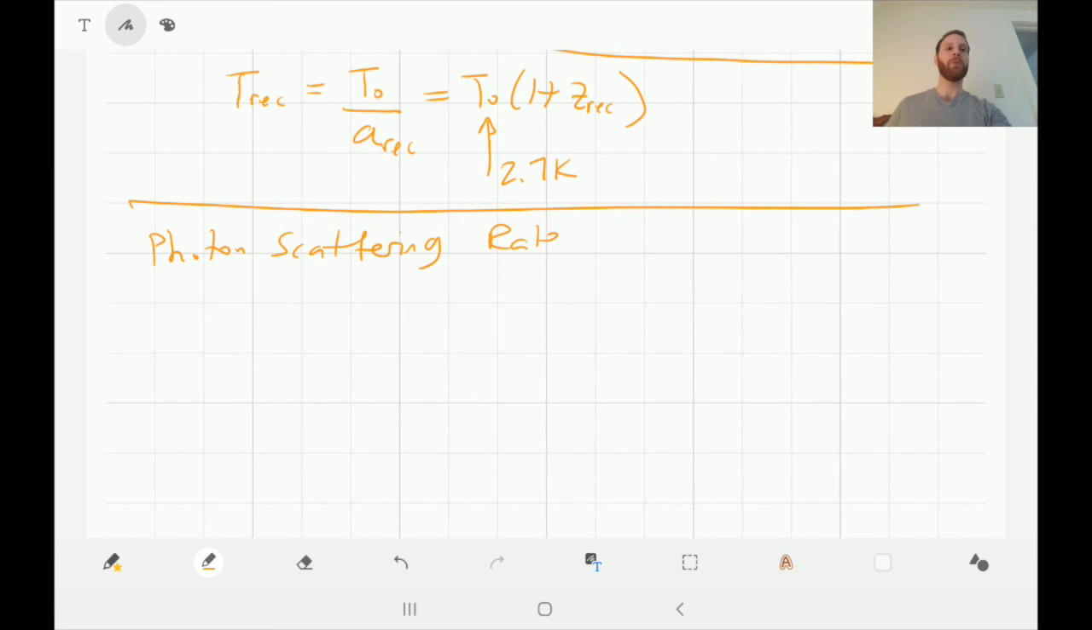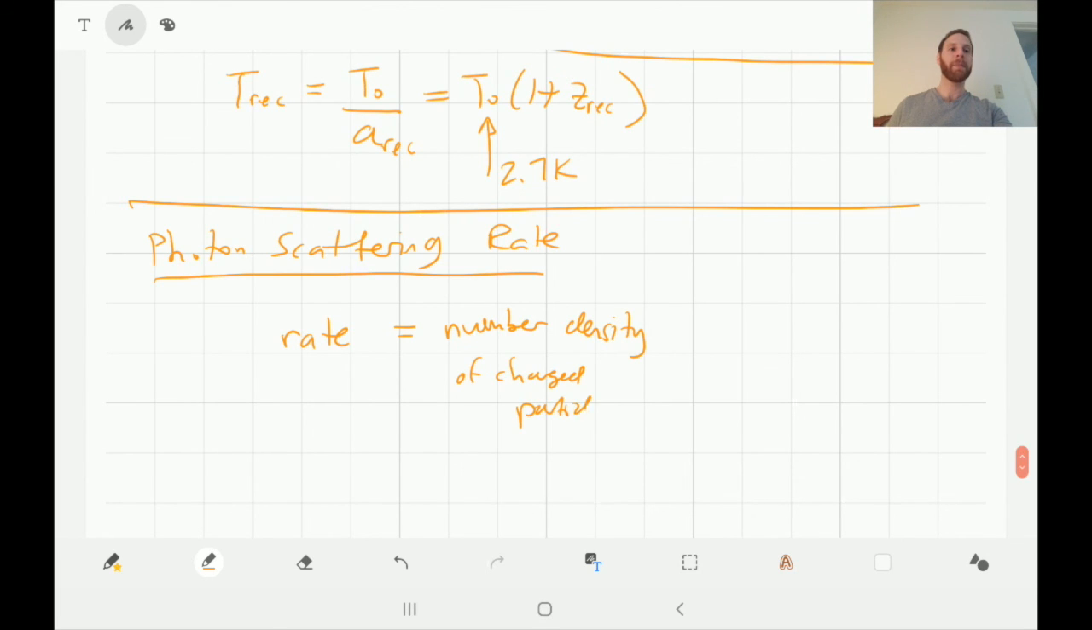Photon scattering rate. Whatever this rate is, one particle is, let's say, flying through some field of objects. So for this, what we've got is the rate of photon interacting, that is the number of collisions, number of scatterings per unit time, is going to be given by the number density of objects that it can interact with. Number density, and at least to this order of approximation, it can only interact with charged particles. Number density of charged particles.